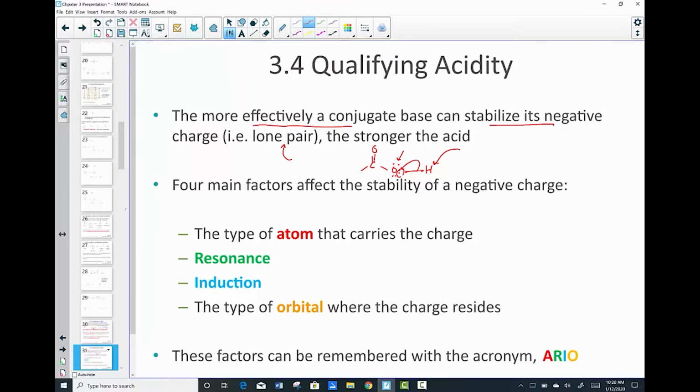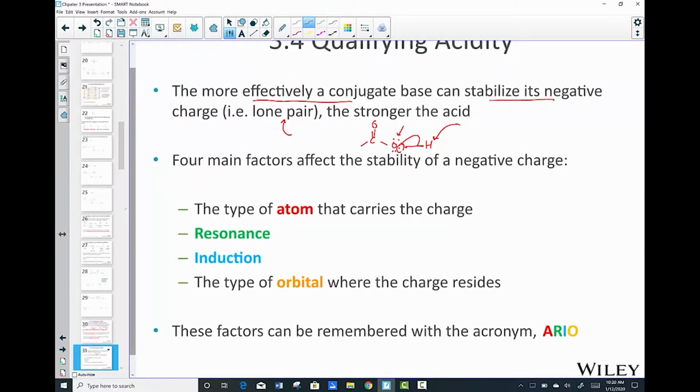There are four major factors that influence the ability to stabilize the negative charge, and we're going to go through these one at a time. Notice the first says the type of atom that carries the charge. Here, the type of atom was an oxygen. So identify the element that's carrying the lone pair of electrons through the loss of a proton in a proton transfer. Is that negative charge going to be stabilized by resonance?